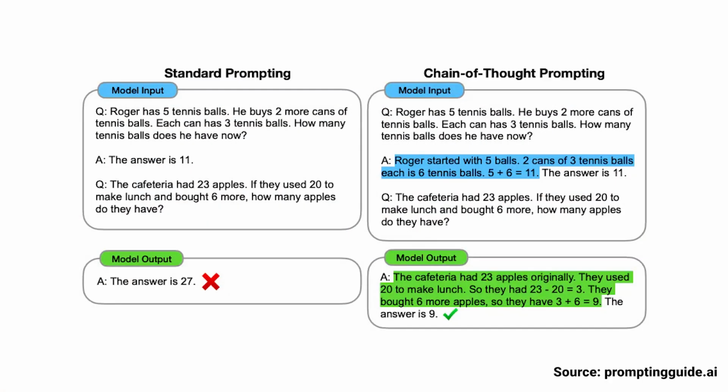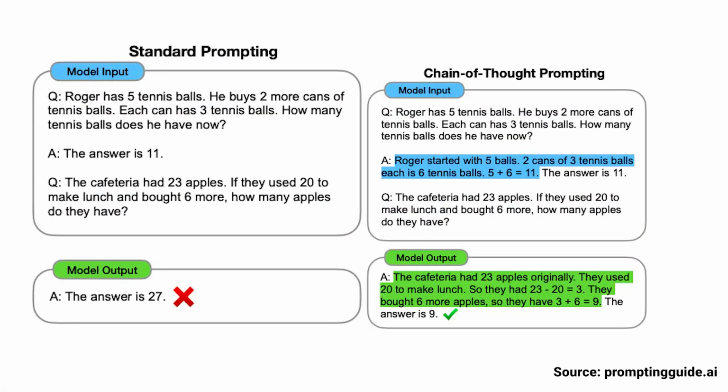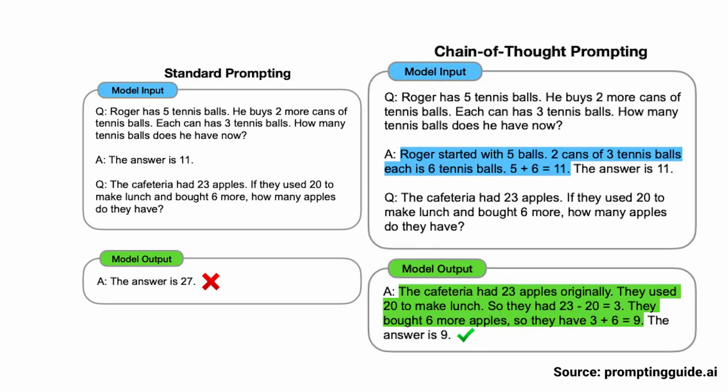Let me show you guys what it looks like. As you can see in the first, standard prompting, where we do not explain the answer in the first question, the response is incorrect. But when we use chain of thought prompting and explain the reasoning behind the answer, the response that follows is correct.